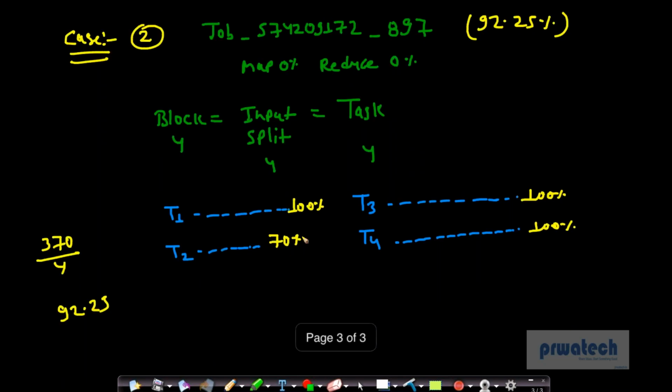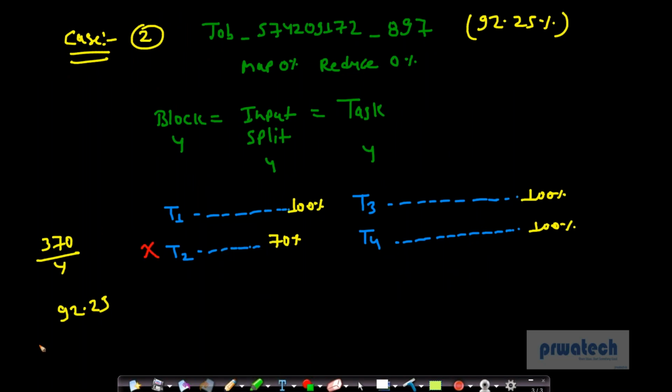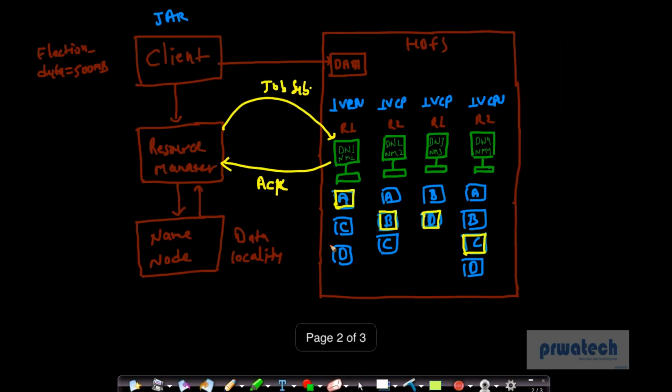But after 70%, this T2 gets failed. And this T2 is running in which machine? So let me give a quick name. This is T1, this is T2, this is T3, this is T4. T2 is running in DN1, DN2 and NM2, and after 70% this has failed due to some error, some network error, or maybe CPU is not available, space is not there. Many errors can come in your actual cluster, in your production cluster.